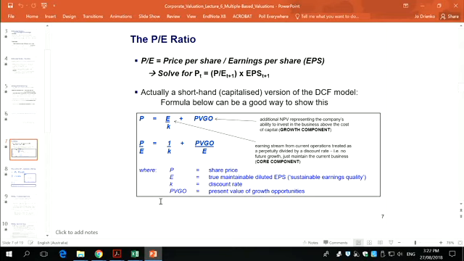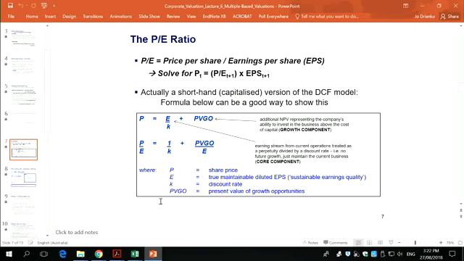T plus 1 doesn't mean 12 months. It means until the end of the current financial year. So current financial year is FY19, which goes from the 1st of July 2018 to 30th of June 2019. So your T plus 1 is 30th of June 2019.